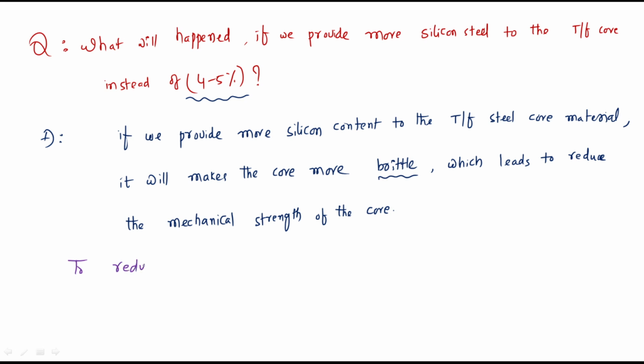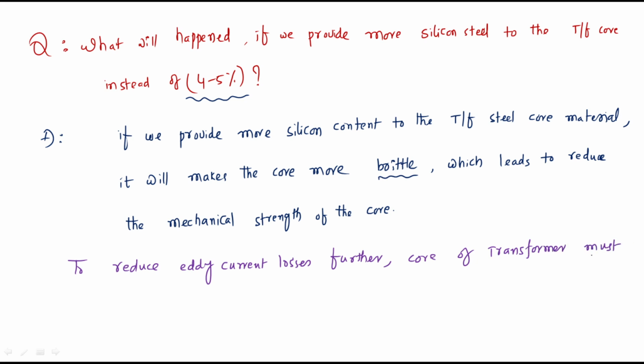To reduce eddy current losses further, the core of the transformer must be laminated. So laminations are required to reduce the eddy current losses. The core of the transformer must be laminated. We will discuss what these laminations are in future classes.